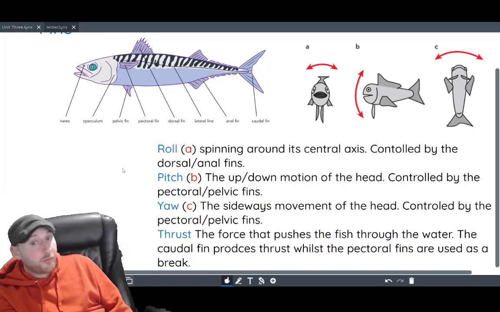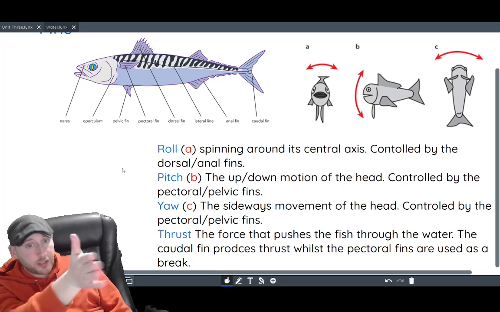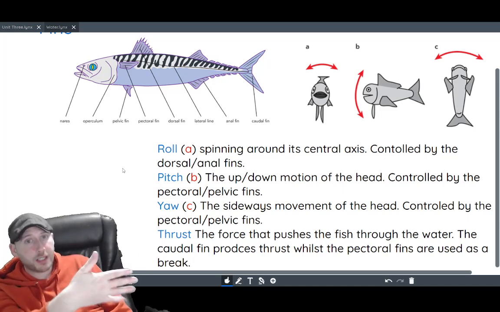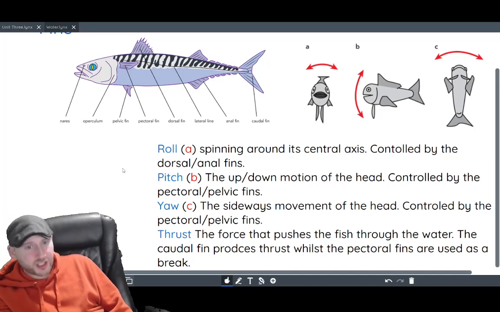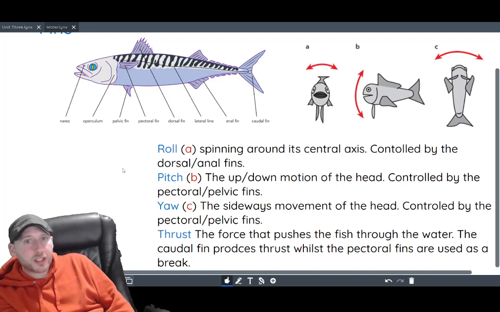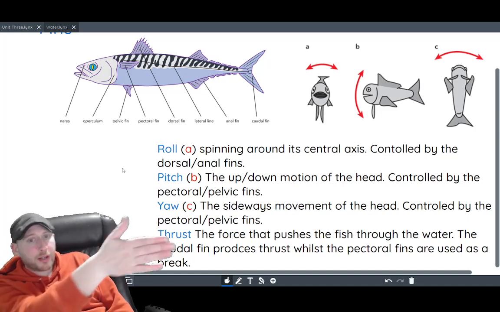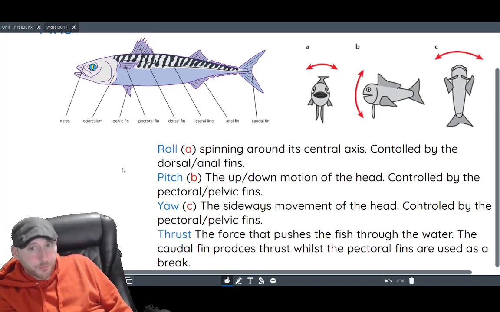And then finally, our thrust. This is produced by the caudal fin. So that's the fin at the bottom. That's the tail of the fish, right? But it's not just a tail. We don't say a fish's tail. We say it's got the caudal fin, the fin at the back. That's what's powering it along through the water.